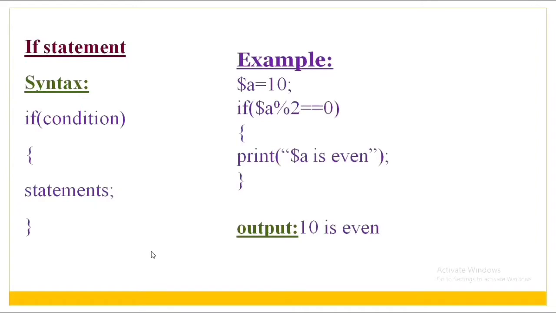The if statement is executed only when the condition is true. This is the syntax: if, condition in opening brackets, and this block is used to write the statements. After the condition is completed, close the if block. Example: a equal to 10, that means the value of a is 10, with variable declaration starting with the dollar symbol. Next, if condition: a modulo 2 equal to 0. If the condition is true, print the value: a is even. And close the if condition.